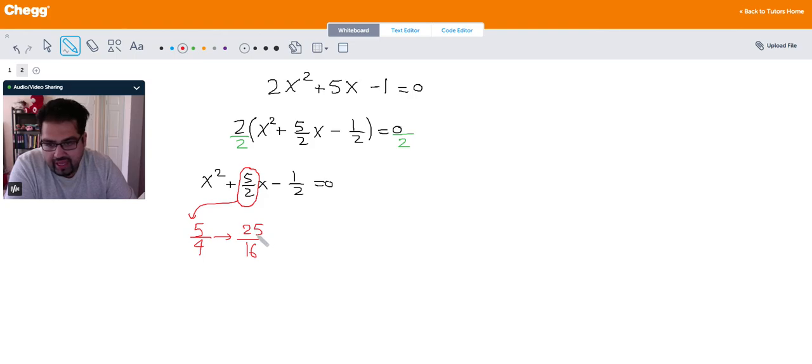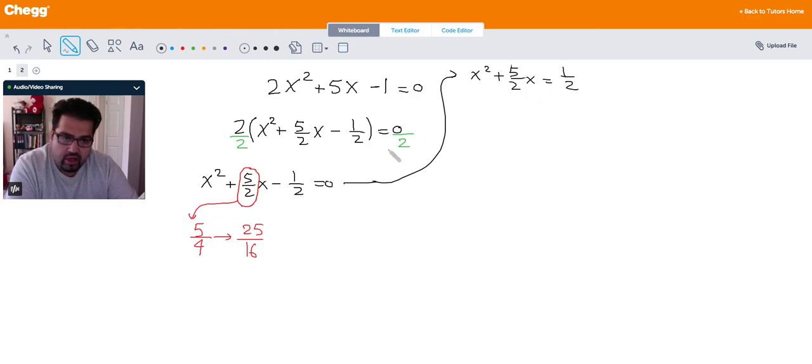And now I'm going to add these things to both sides. But before doing that, I prefer to take the negative 1/2 to the right side. So I'm going to change this equation to x squared plus 5 over 2x equals 1/2. So I'm simply taking the negative 1/2 to the right and making it positive, or basically I'm adding 1/2 to both sides. Now I'm adding the 25 over 16 to both sides of this equation. So I have x squared plus 5 over 2x plus 25 over 16 equals 1/2 plus 25 over 16.